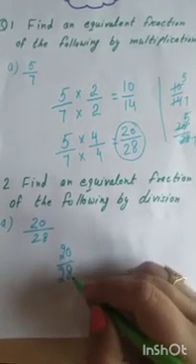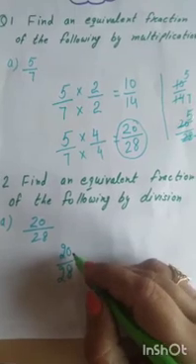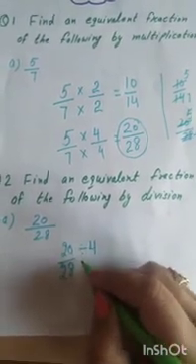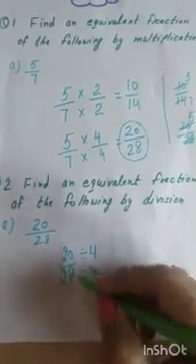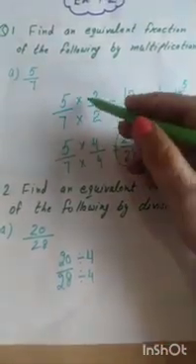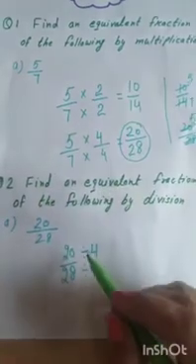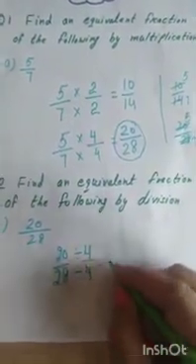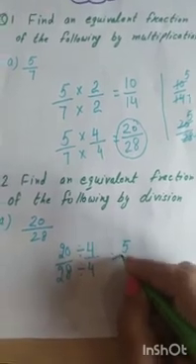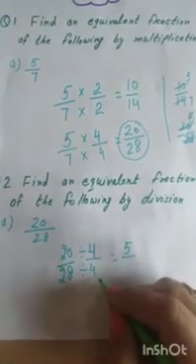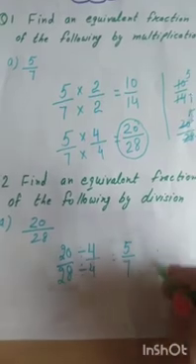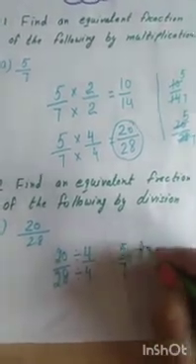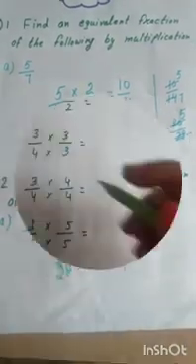20 and 28 come in which table? These both come in the table of 4. So divide here by 4 and here also by 4. As in the previous question we multiplied with the same number, here we will divide with the same number. When you divide 20 by 4, you will get 5. And when you divide 28 by 4, you will get 7. So 5 over 7 is the equivalent fraction of 20 by 28.